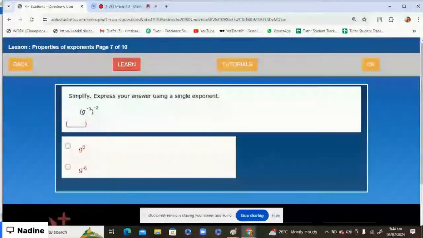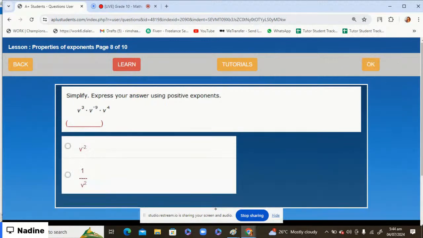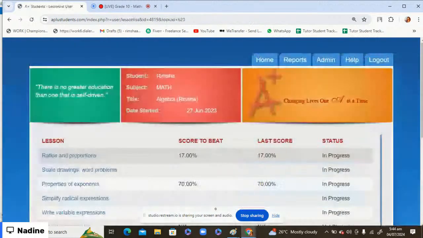So this is g power minus 3, into power minus 2. There are two negative signs. Negative negative becomes positive, and 3 times 2 is 6. Exponents are easy, you just need to focus. Now you solve the rest of the questions by yourself related to this lesson. Let's start the next one.